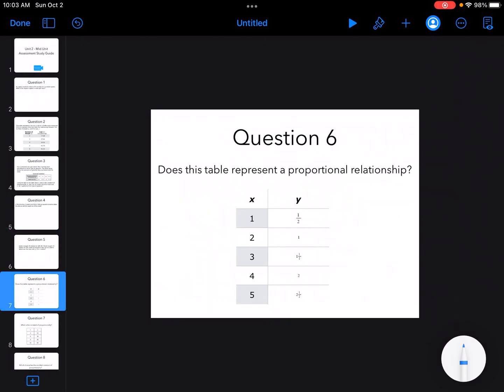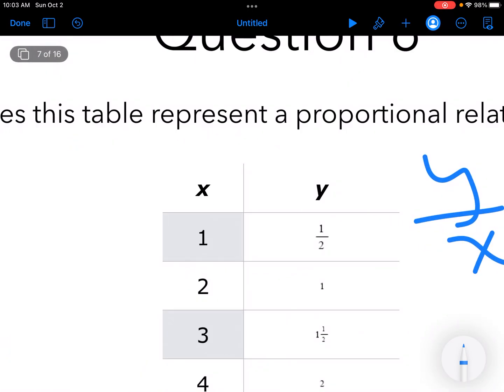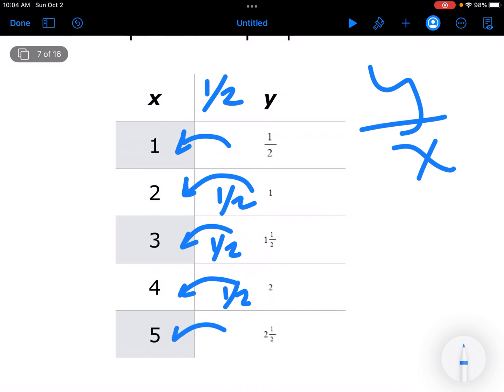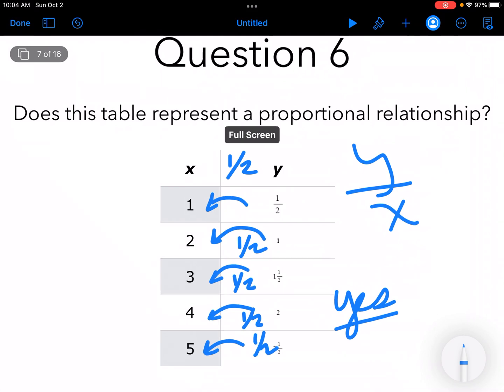is my equation. Does this table represent a proportional relationship? So I'm checking to see when I divide y by x, do I get the same number all the way down? So 1/2 divided by 1 is 1/2. 1 divided by 2 is 1/2. 1 and 1/2 divided by 3 is 1/2. 2 divided by 4 is 1/2. 2 and 1/2 divided by 5 is 1/2. So yes, this table is proportional.